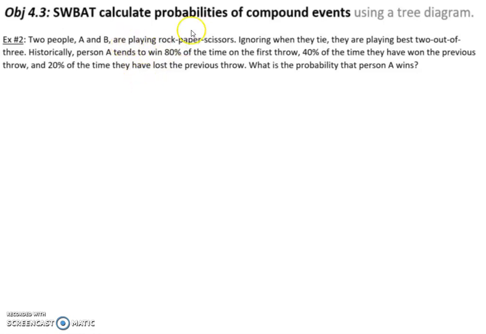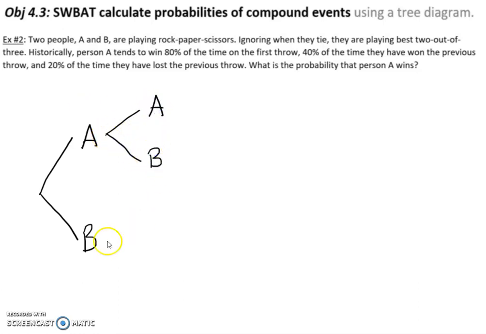Two people, A and B, are playing rock, paper, scissors. We did an example like this in the last one as well. Ignoring when they tie, they're playing best 2 out of 3. And then they give us some information about how this goes down. So before we get into percentages, I want to actually just make the tree diagram. So either A could win first or B could win first. Then after A wins, they play again because it's best 2 out of 3. And either A wins again or B wins.